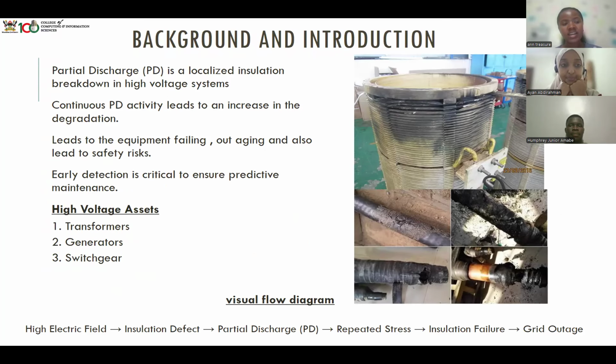Partial discharge is an electric spark that occurs within the insulation of high voltage equipment and leads to the degradation of that insulation. Repeated electric sparks can lead to the degradation of insulation, the equipment failing, and can even lead to fires due to short circuits that can be caused by the insulation failure. Early detection is critical in order to ensure predictive maintenance of such expensive electrical equipment. These high voltage assets we aim to protect include transformers, generators, and switchgears.